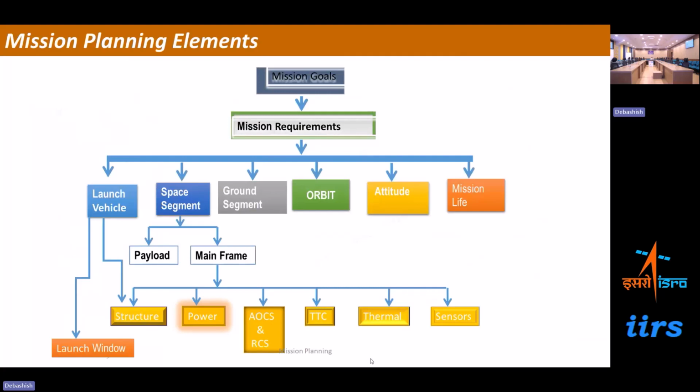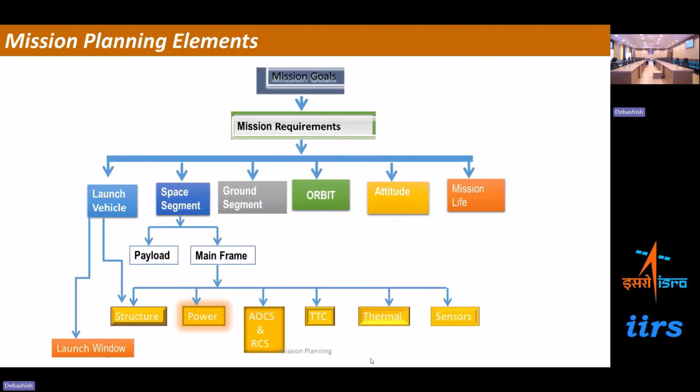Then coming to the space segment, which kind of payload you are going to do. The mainframe starts with the structure, power, AOC, which stands for Attitude and Orbit Control System, RCS, which stands for Reaction Control System, and all these mainframe elements, TTC, thermal, sensors. The mission team needs to finalize all these equipments, how to make the satellite mainframe. And parallelly, the payload team will be working on the payload design.